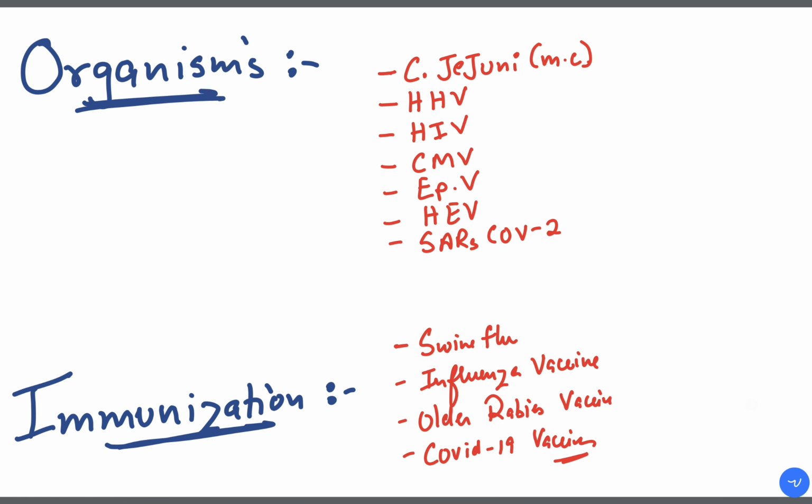What are all the organisms responsible for developing GBS? The most common is Campylobacter jejuni. Other than that, there are human herpes virus, HIV, cytomegalovirus, Epstein-Barr virus, hepatitis E virus, and SARS-CoV-2, which was responsible for COVID-19, is also playing a role in development of GBS. Otherwise, immunization has also shown linkage to the development of GBS, especially swine flu vaccine. Then influenza vaccine, older rabies vaccine, which are not used nowadays, and COVID-19 vaccines containing adenoviruses have also shown development of GBS.